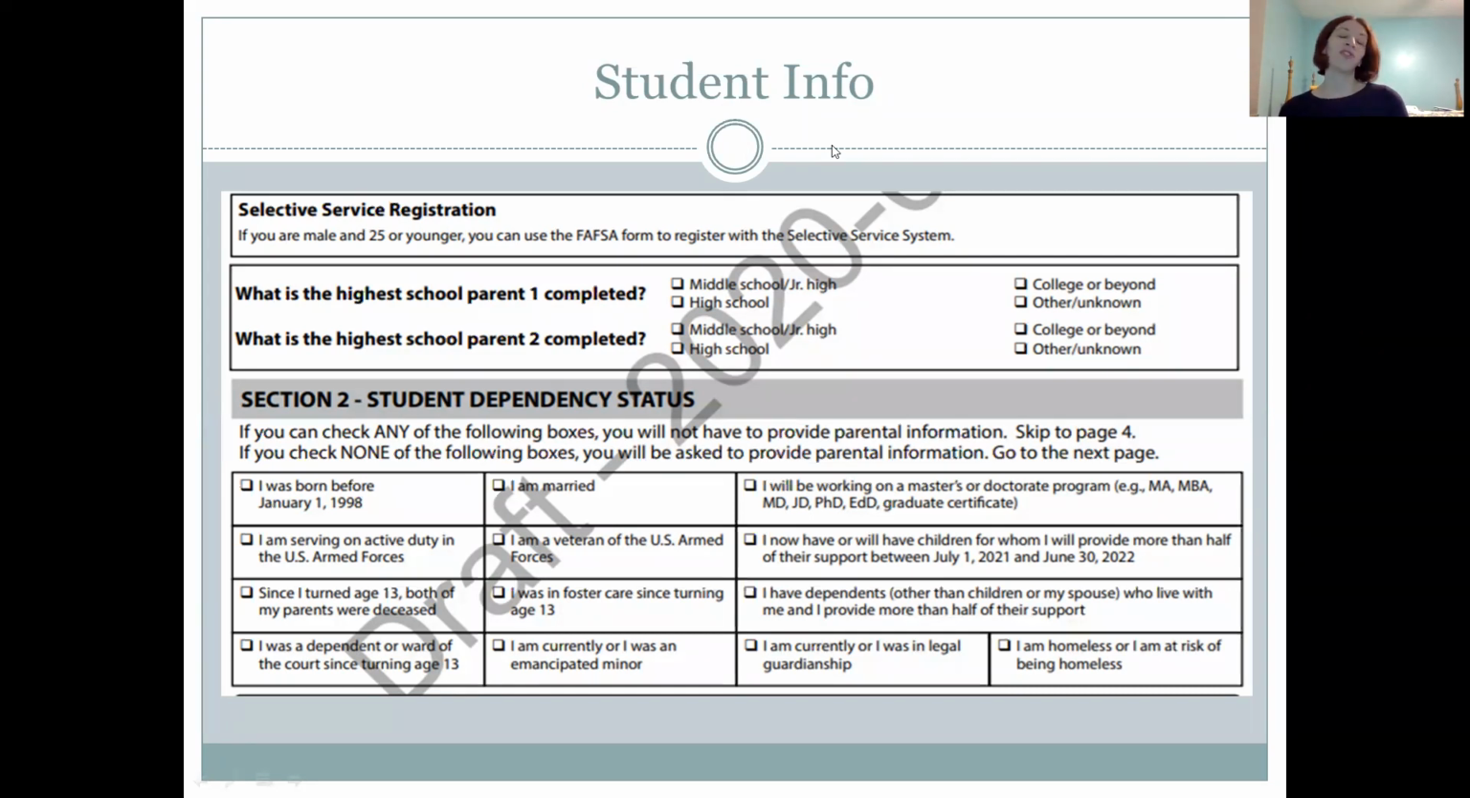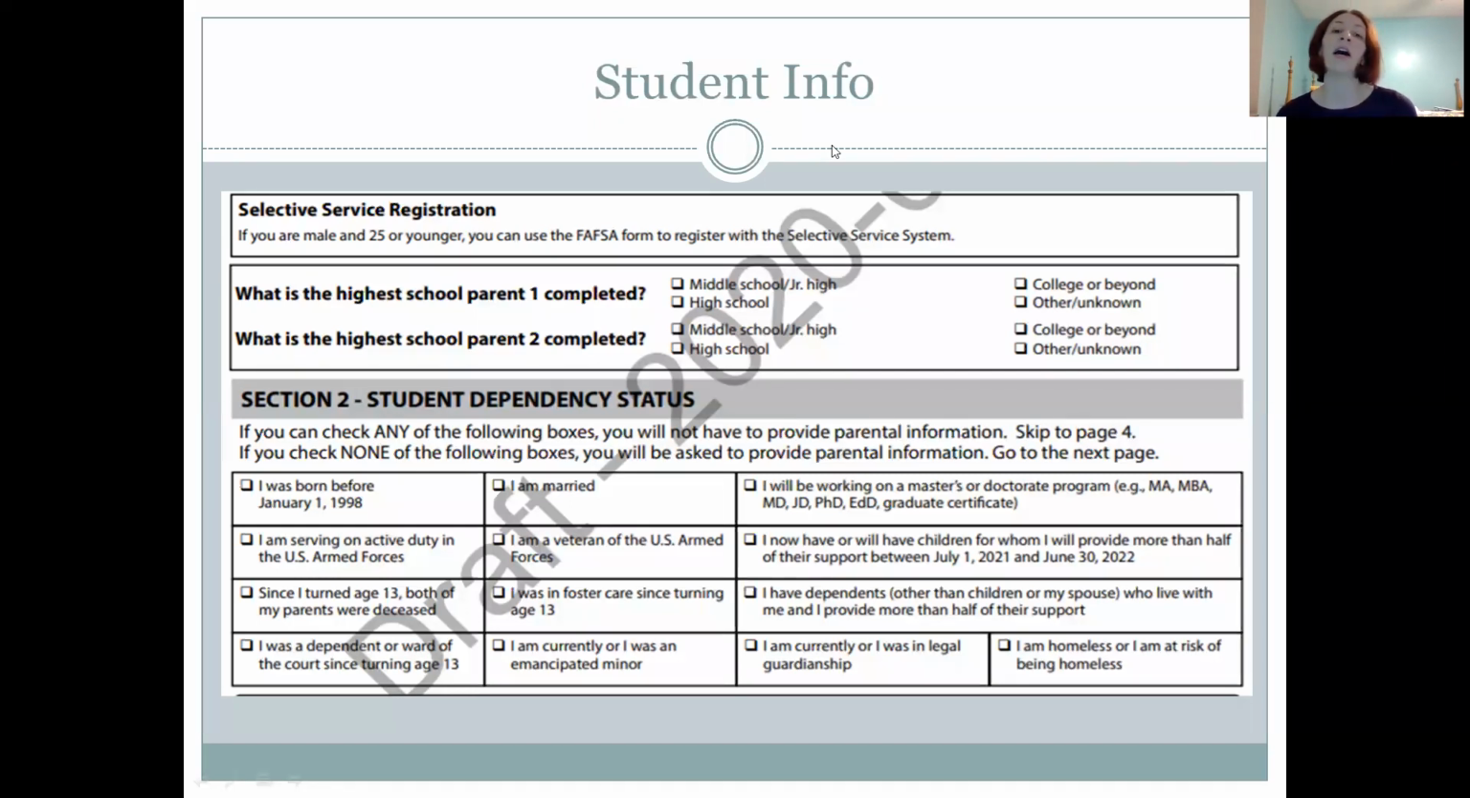It's going to ask what the highest school level parent 1 or parent 2 completed. Please note it's not mother or father, it is parent 1 or parent 2. You need to be sure you're being consistent when you input parent 1's information all the way through the FAFSA. Don't mix up parent 1 and parent 2 as you're going through.